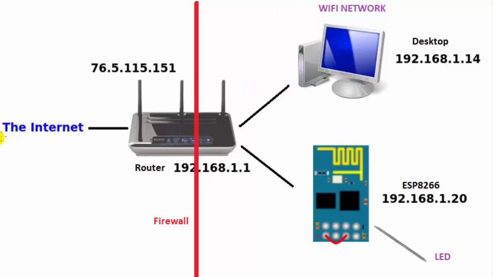If you are on the internet and you want to upload a sketch to the ESP, then the firewall of the router will block your request. Unless you give permission to the router, or unless somebody hacks your router, it's not possible to upload a sketch from the internet to your ESP. So the router protects you from the internet, but everybody on the Wi-Fi network can modify or upload a new sketch to the ESP8266 module.